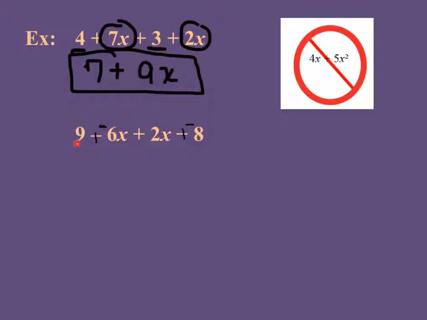So my first set of like terms is 9 and negative 8, which combine together to get 1. I'm going to bring down a plus sign, and then negative 6x and 2x, which combine to get negative 4x. Be careful with your signs there. Changing minuses to plus negatives can be very, very helpful.